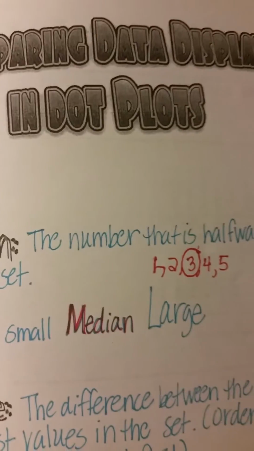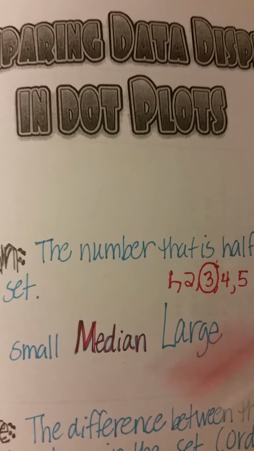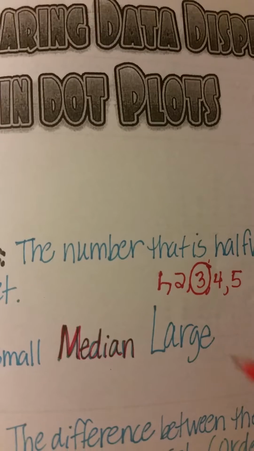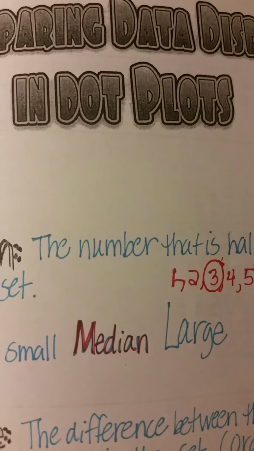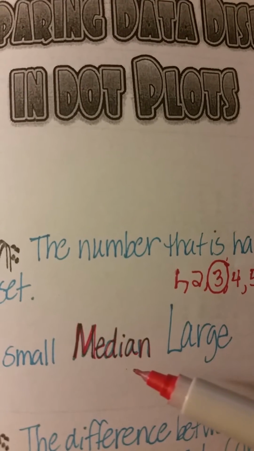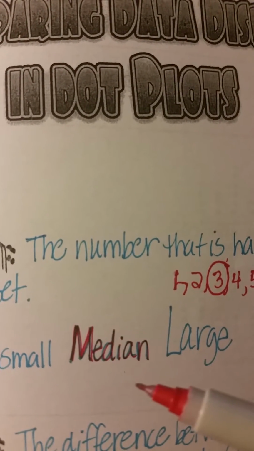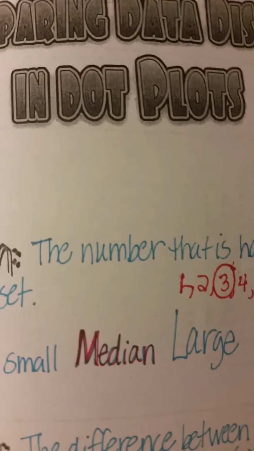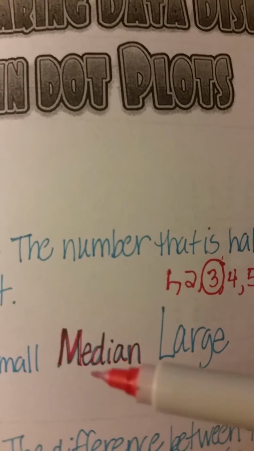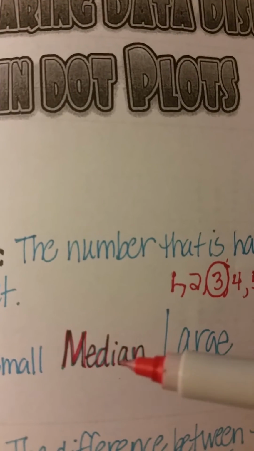Now, a way that I have my students remember that is small, medium, or median, large. Okay, think about the shirt sizes: small, medium, large. Median is in the middle. Or you can think about in the road, when you're driving down the highway, what separates the two lanes is called the median. So it's in the middle.